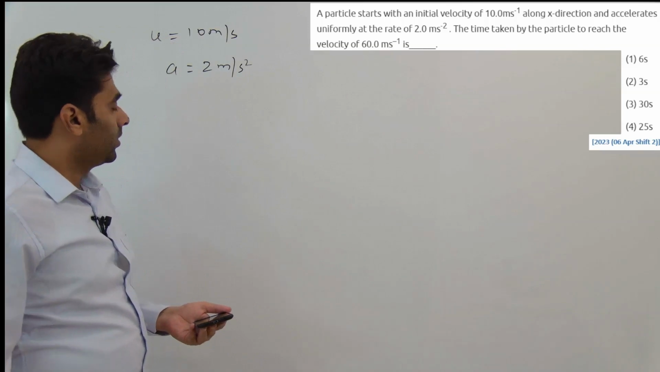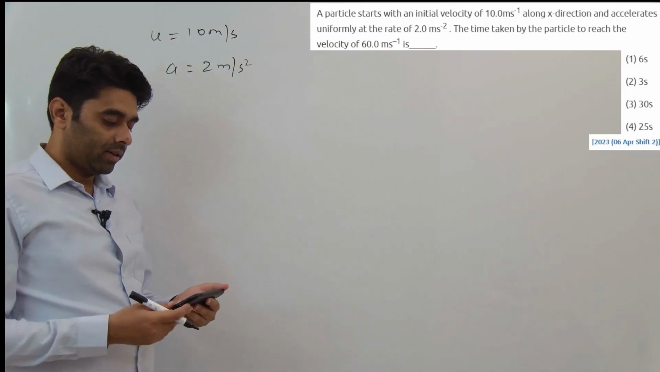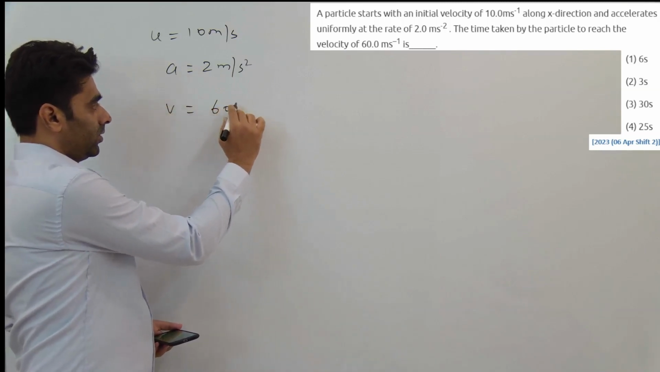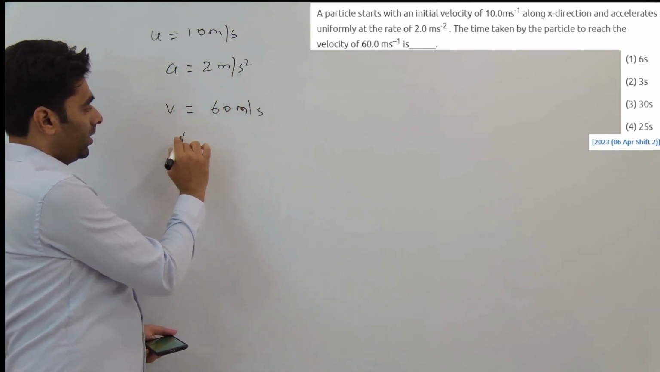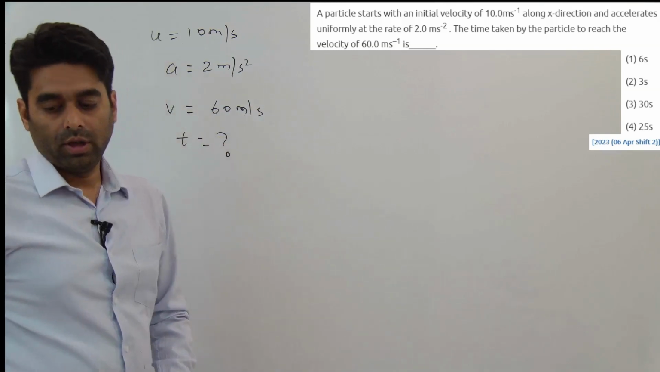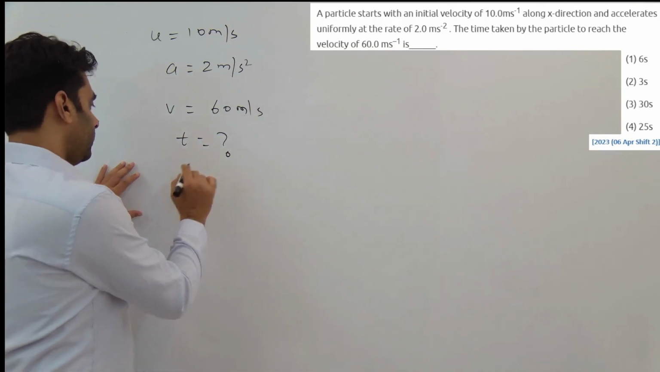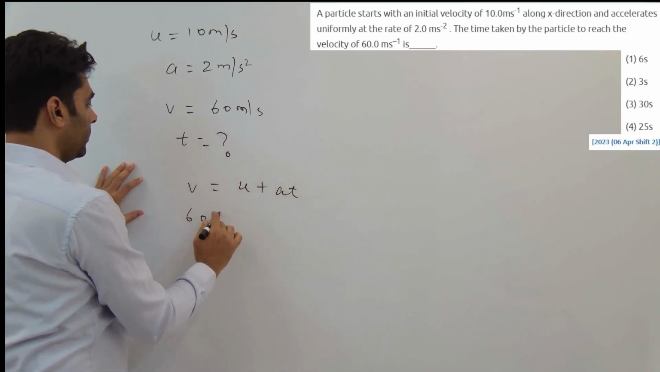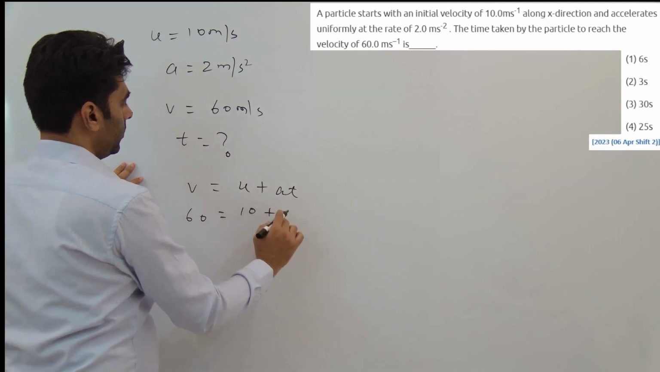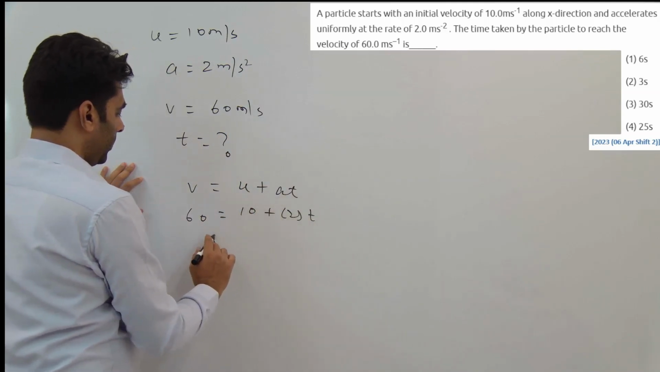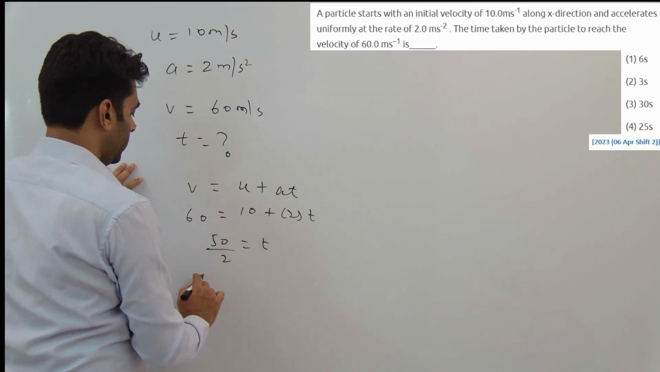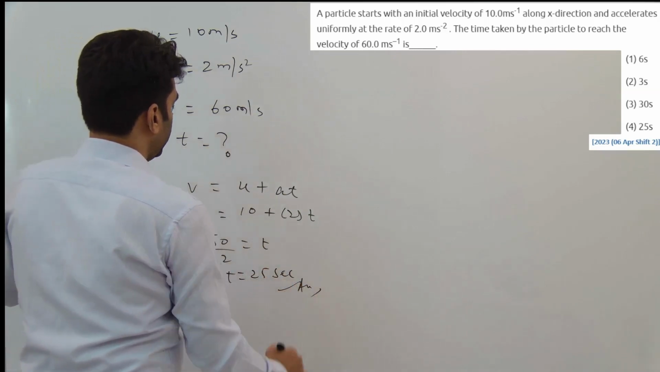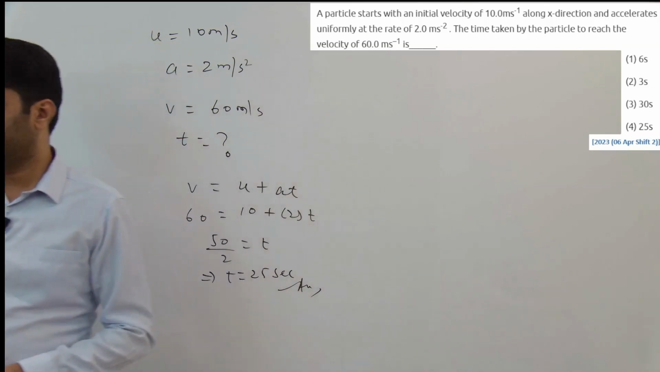So initial velocity is given, acceleration is given, and we need the time taken by the particle to reach a velocity of 60 meter per second. A basic question of equation of motion. We'll apply the first equation of motion, v equals u plus at. 60 equals 10 plus 2 into t. 50 by 2 equals t. That means t is equal to 25 seconds. Let's look at the next question.